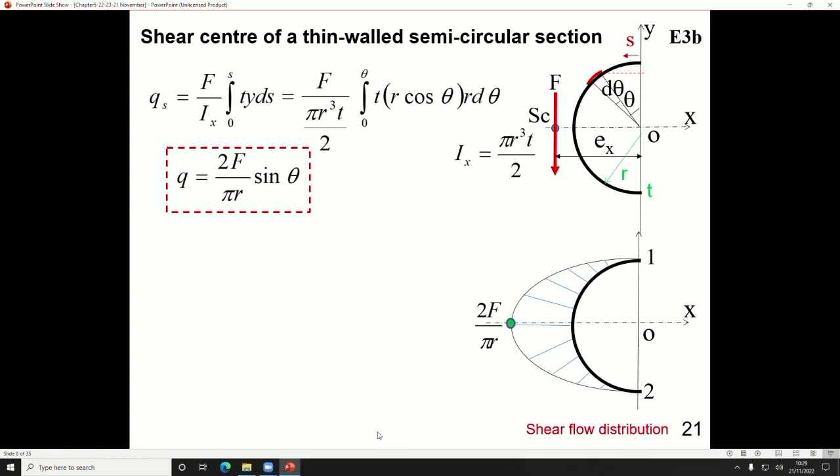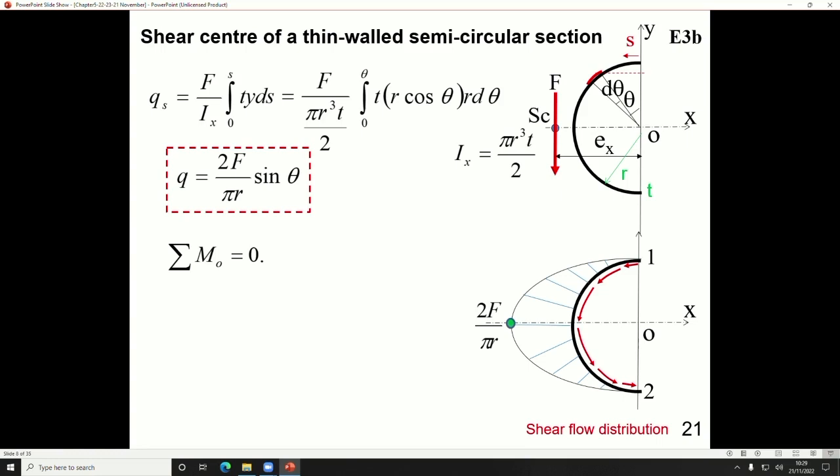But we haven't found the position of the shear center yet. Now, the force is passing through the shear center. It has no twisting effect, so the only effect is bending. So the summation of the moments with respect to any point on the section must be equal to zero.